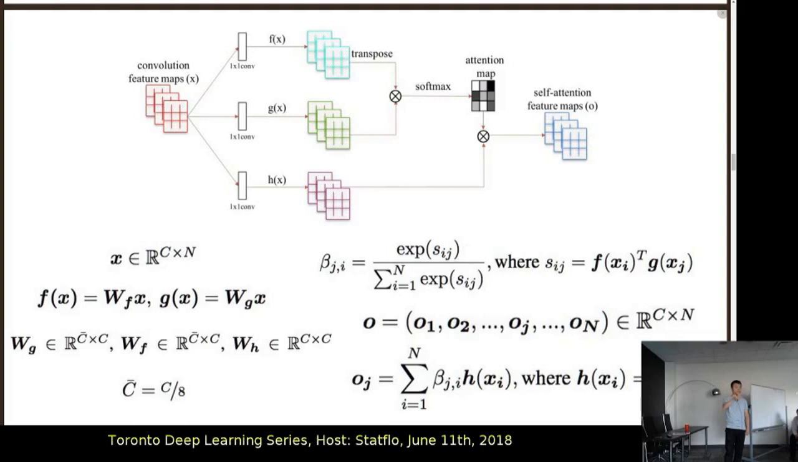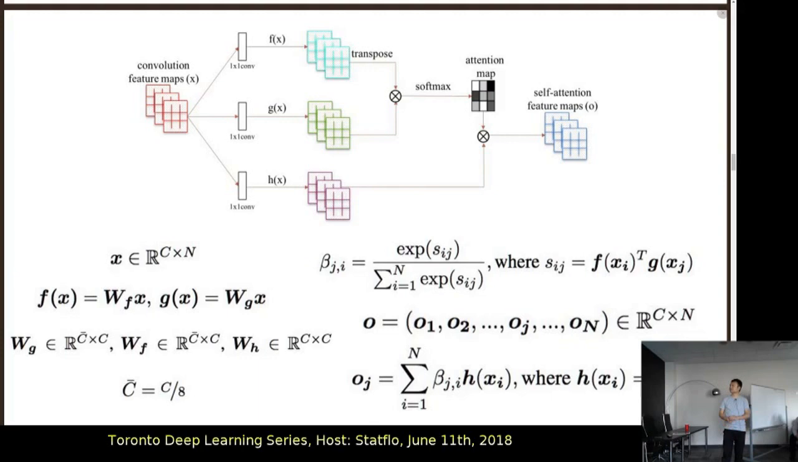I can kind of understand the top part. F and G are two kernels, and then you transpose it and multiply them. So that's how you capture long range interaction, because essentially that multiplication is grab a vector from this, grab a vector from this, add them up, and get one number, right? Mm-hmm. And then go through softmax, get the attention map. So that one is a square matrix, right? The attention map? Yeah, C by C. That's right, that's C by C.